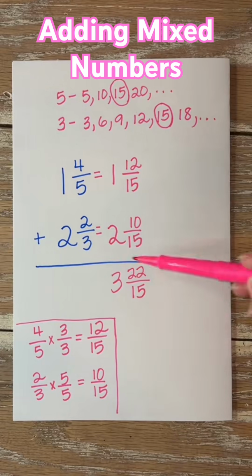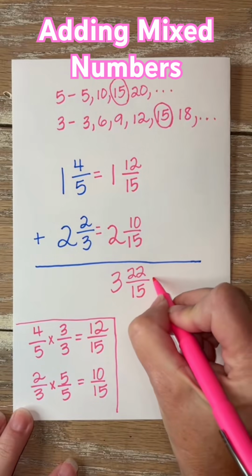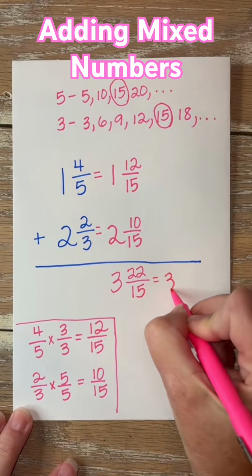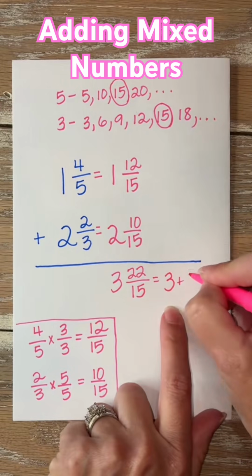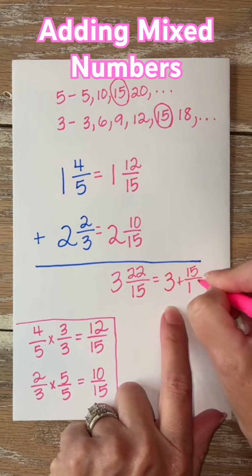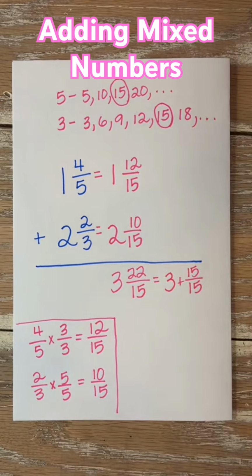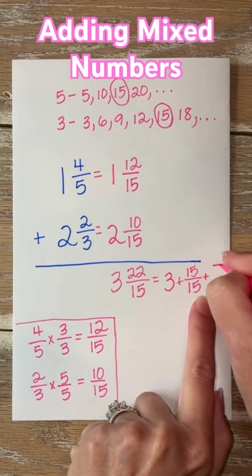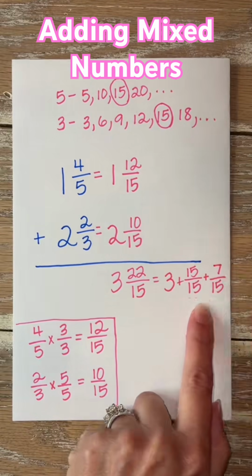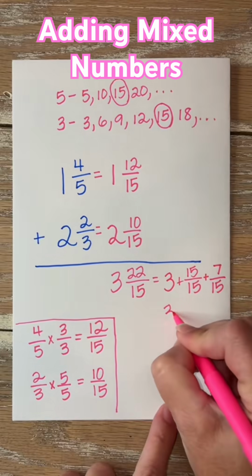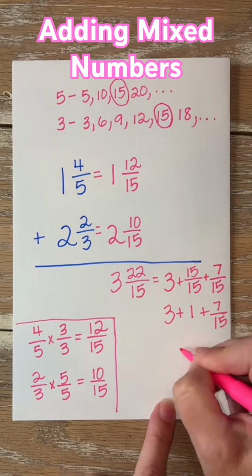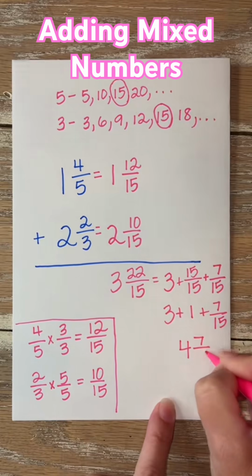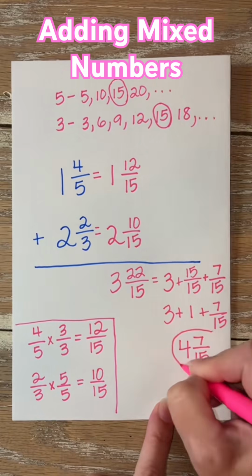So I need to do some work on this number here. So I want to think about this. I have 3 wholes already. I know that 15/15 is another whole, and I do have 15/15. How many above that do I have? So above 15/15, I have 7 more 15ths. All right, so this is 1 whole. So I have 4 and 7/15 as my final answer.